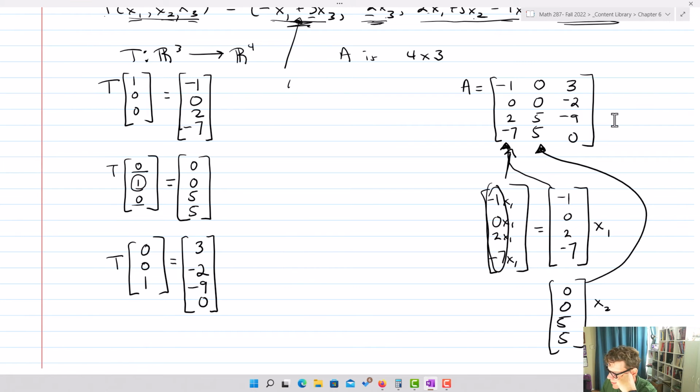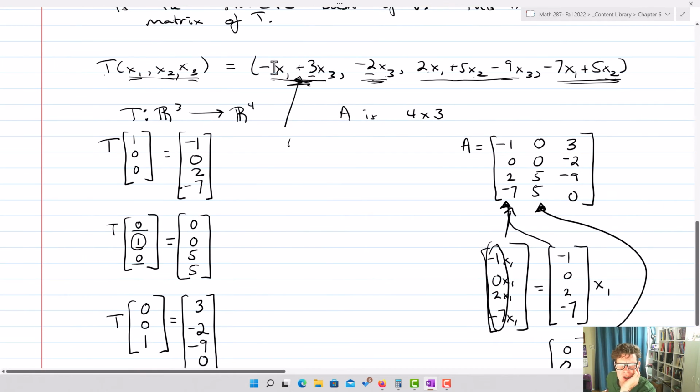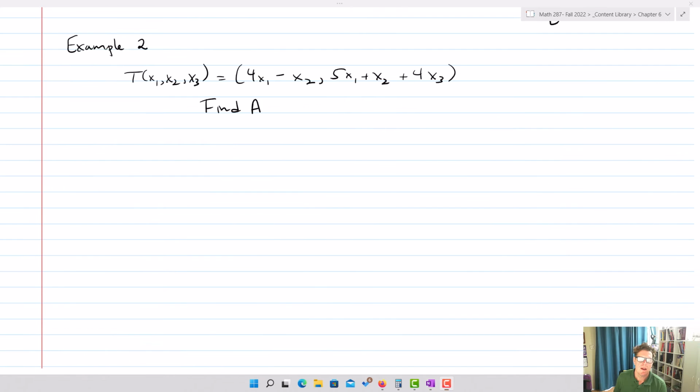And there we go. Basically, when you get adept at this kind of thing, you can just look at the linear transformation and set up the matrix. That's basically what you would do. Let's take a look at another example. So let's consider this example. We've got T of x1, x2, x3 equals 4x1 minus x2, 5x1 plus x2 plus 4x3. And so we now want to find A.